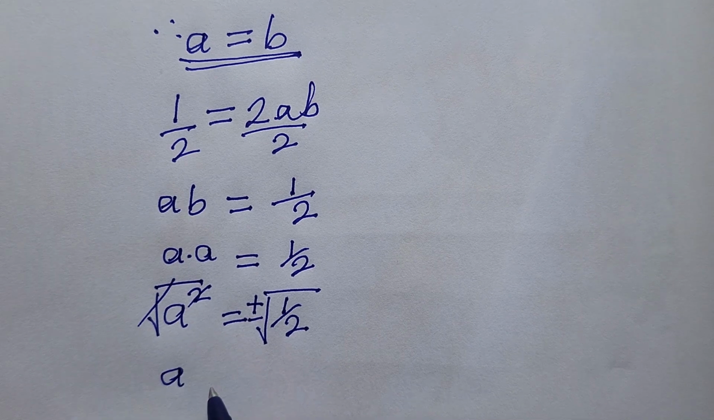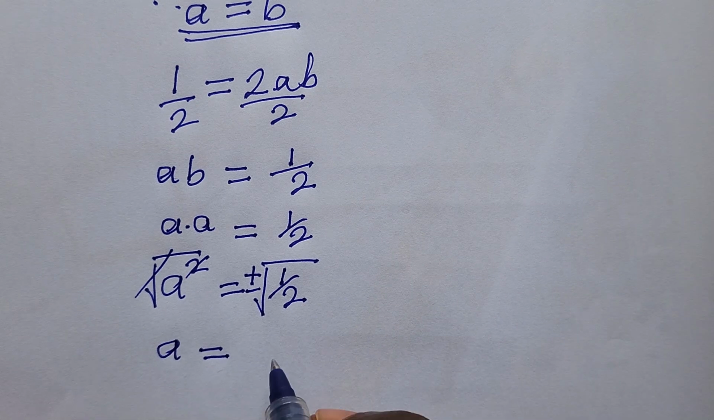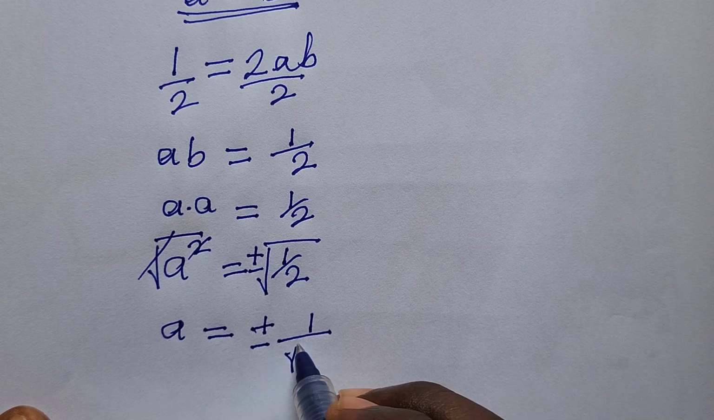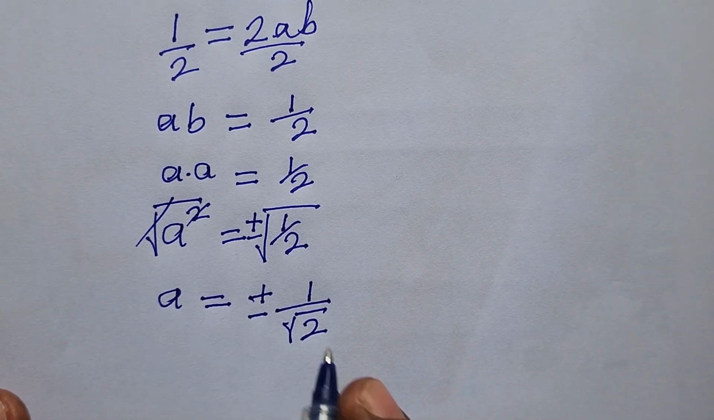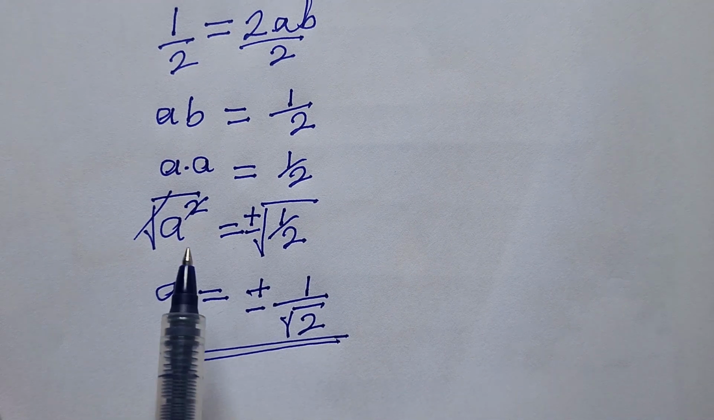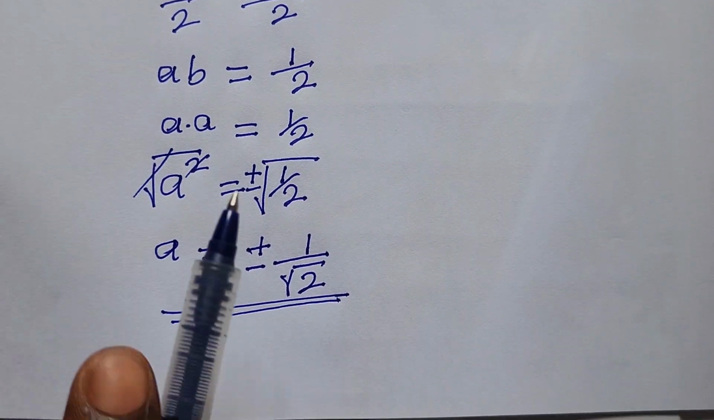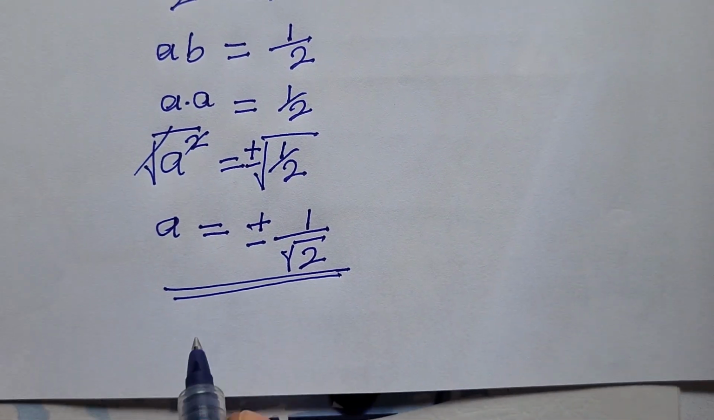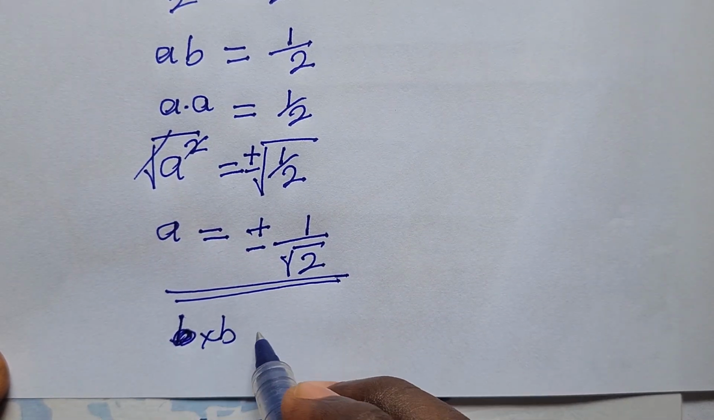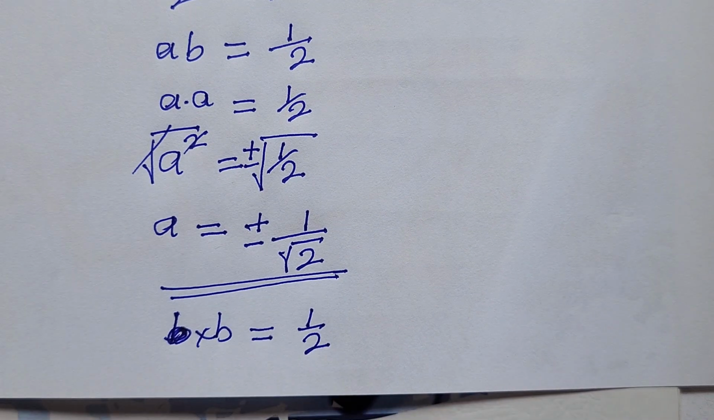So we're now left with a will now be equal to, we know the square root of 1 will give us 1. So this is going to give us plus minus 1 all over the square root of 2. So let's keep this. Now we have this. We also do that for our b, because again we said a is equal to b. So for us to get our b from this expression we have here, we're going to have b times b is equal to 1 all over 2.